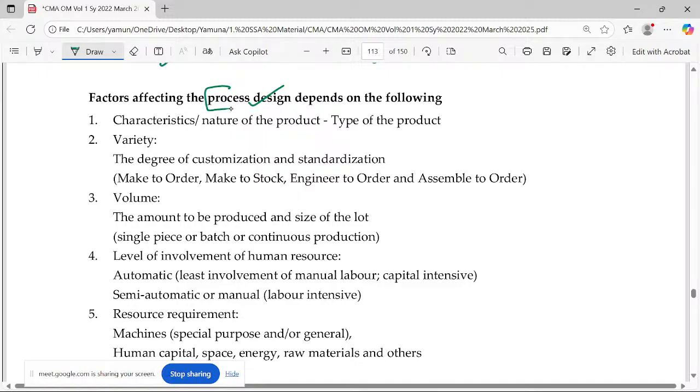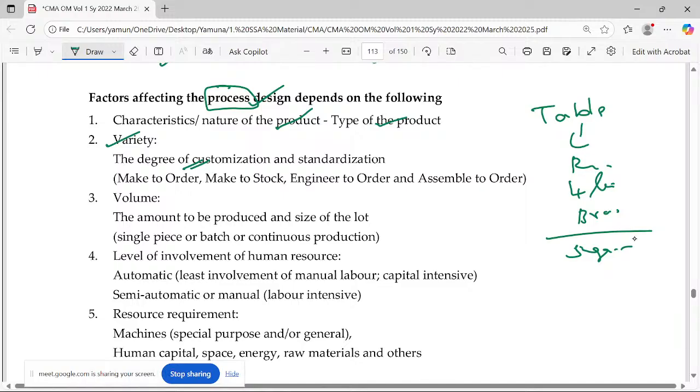When we talk about process, the very first thing is the nature or characteristics of the product. What type of product are you making? Then variety. What type of customization do you make? Okay, we make tables. What type of tables? Only rectangular top, four legs, only brown color. It's a standardized one. We are sugar manufacturers. What sugar do you make? Only white sugar. That's it. Now it is being changed to brown sugar and there are a few more varieties. So make to order, make to stock may be there, engineer to order or assemble to order, whatever it may be.